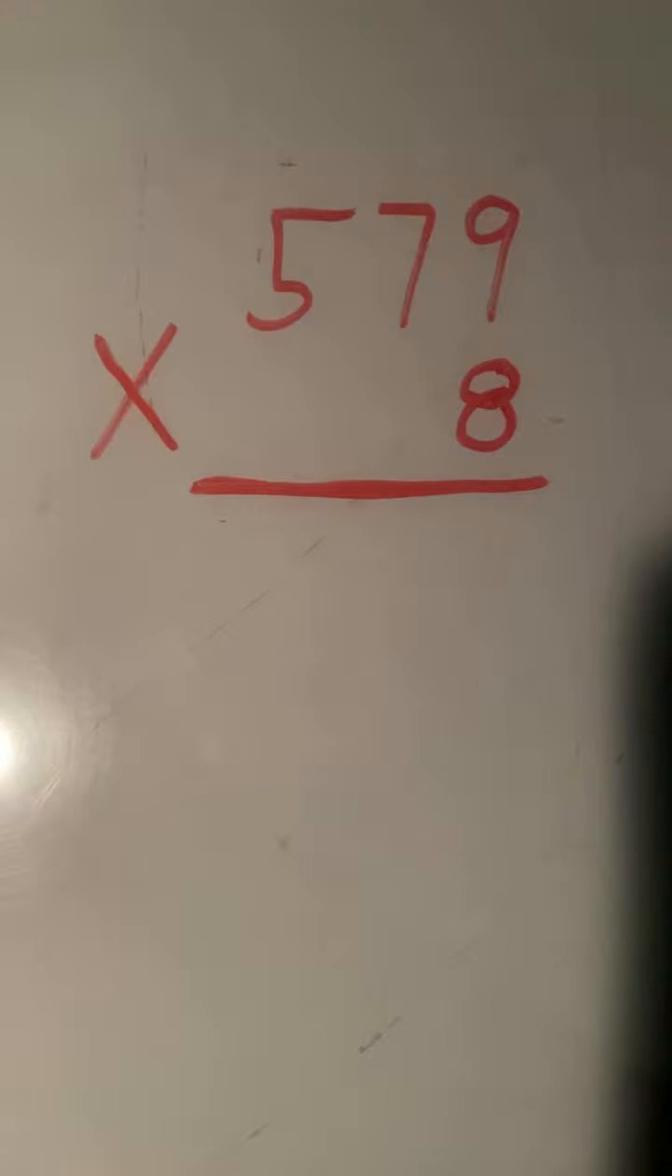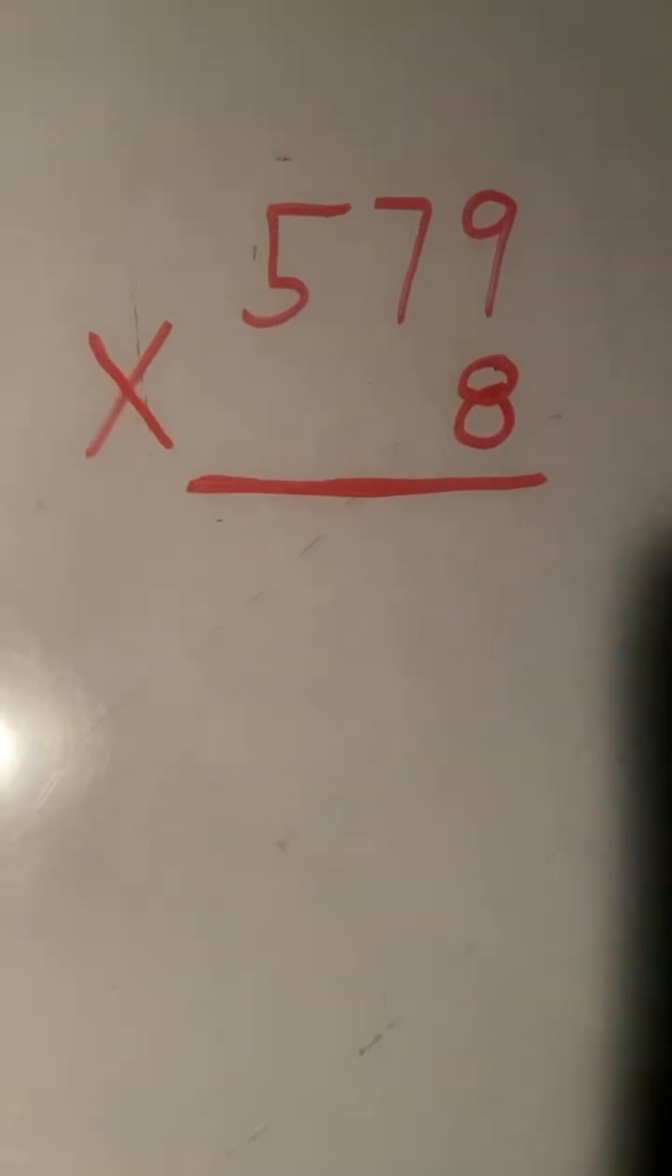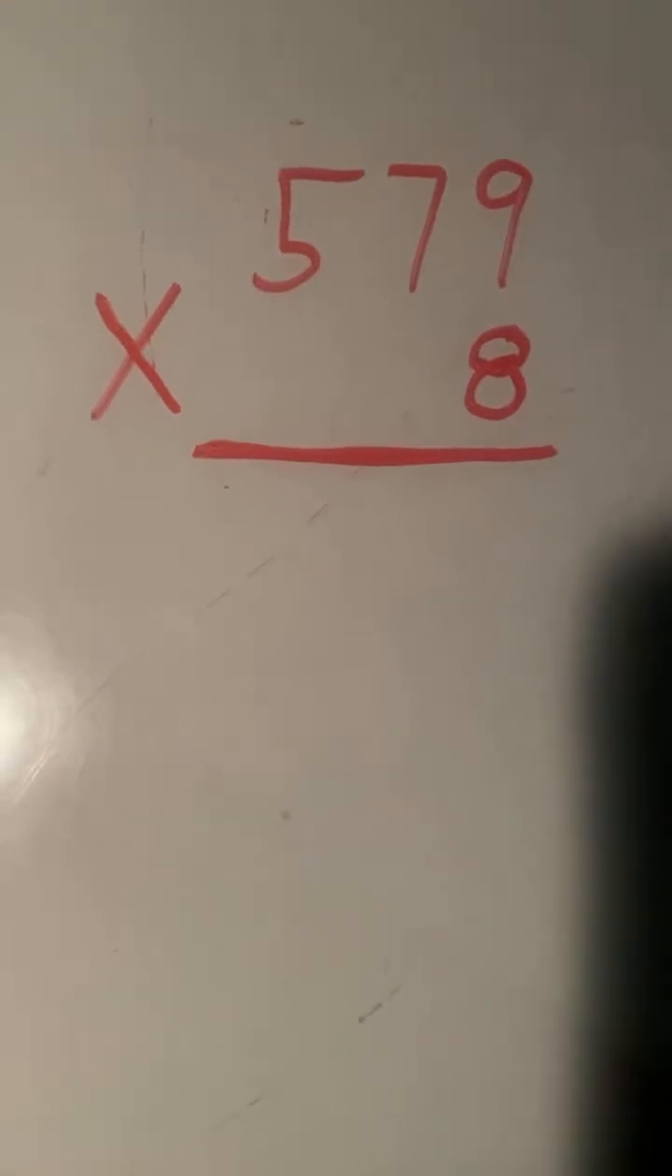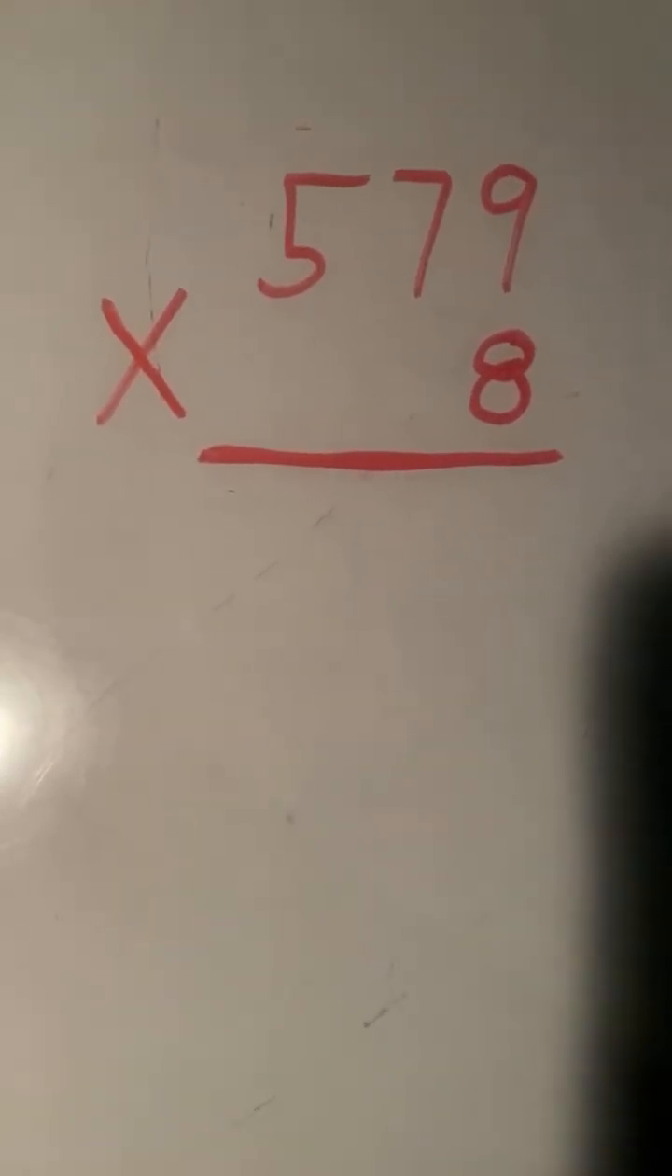So this video is going to be a brief review of 3-digit by 1-digit multiplication. 579 times 8 is our first example problem. We're going to go through step by step how to solve that problem.